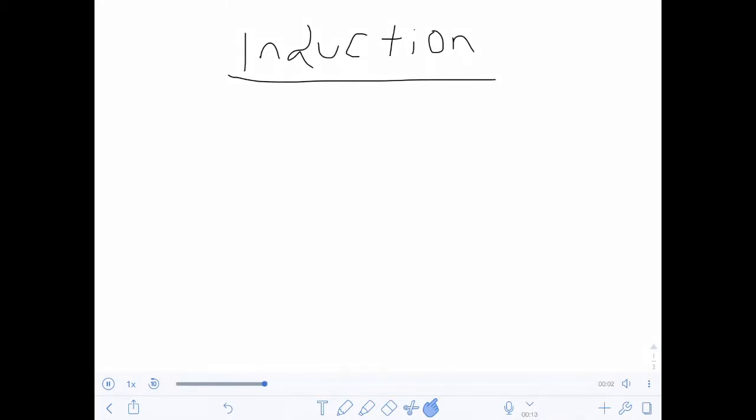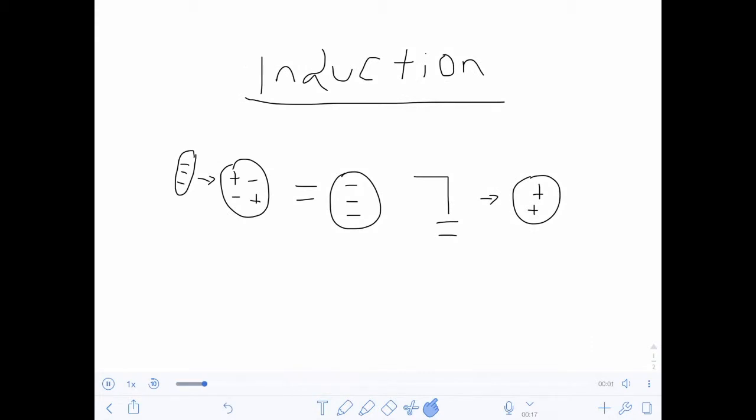Let's talk about induction. Keep in mind a ground is an infinite source of positive and negative charges. Grounding makes a particle neutral. I guess you could say that it got grounded. Cat, why? Go. Let's do some examples.